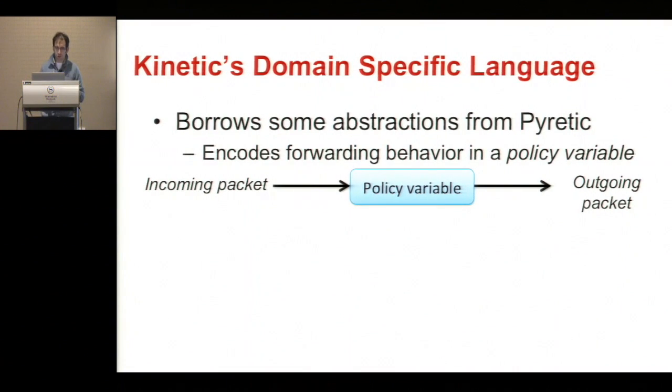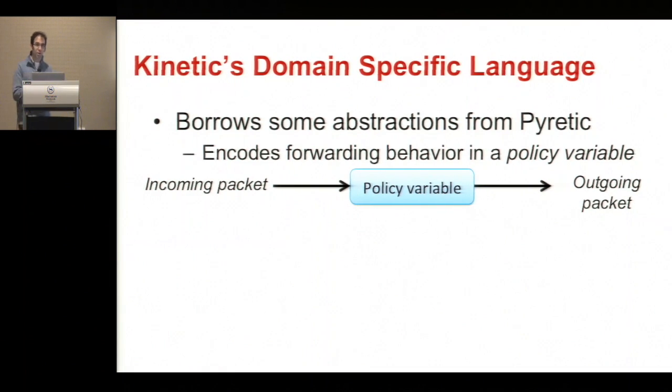We borrow some abstractions from another domain-specific language called Pyretic. The key thing to know about that language is that it's embedded in Python, but the magic in that language is that they have this thing called a policy variable. It's a special variable, and you could think of it almost like a function that maps a packet to one or more other packets.